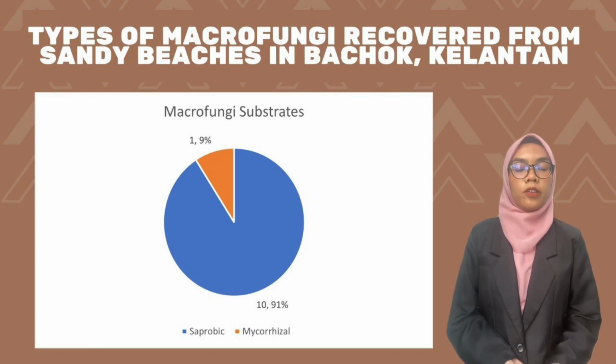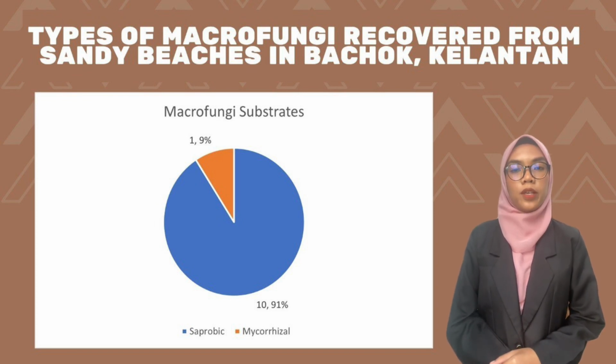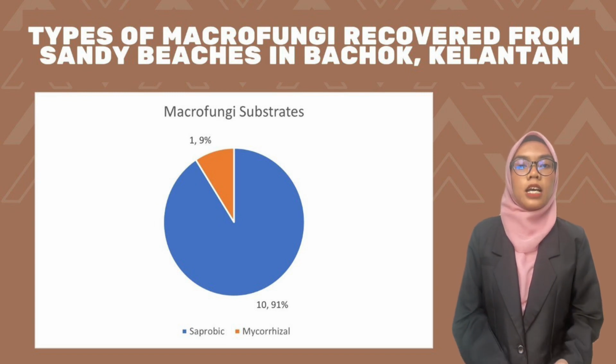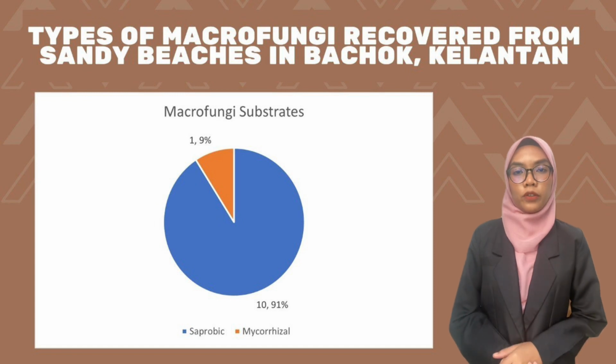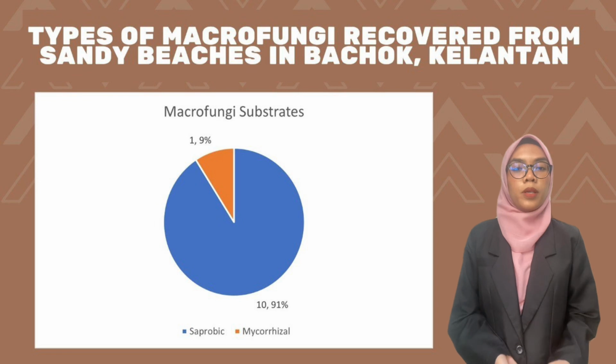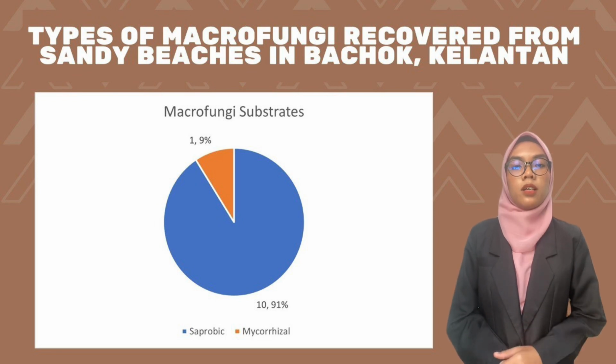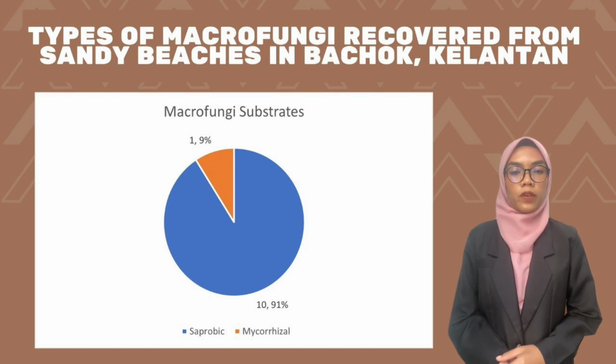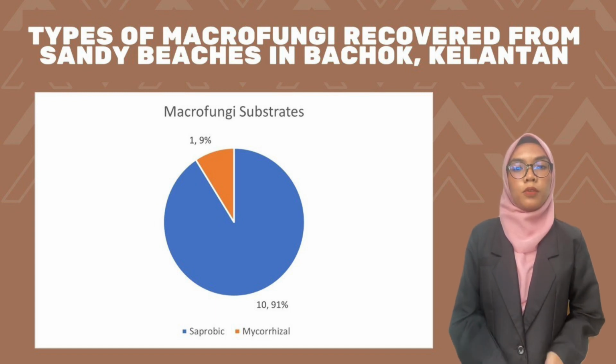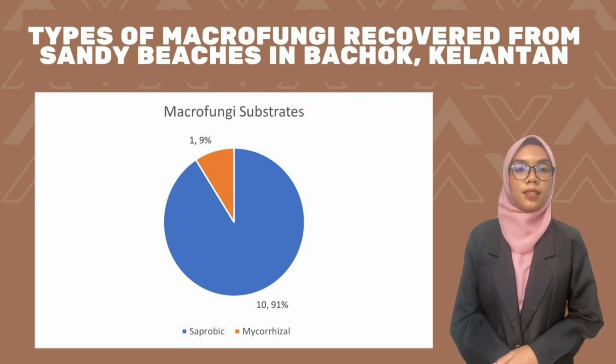Saprobic macrofungi, on the other hand, degrade dead organic matter and play an important role in nutrient cycling and organic matter decompositions. They are usually found on decaying wood, leaf litter, and other organic material. The saprobic macrofungi in this study were Pycnoporus sanguineus, Xerula ammophila, Ganoderma species 1, Ganoderma species 2, Pleurotus species, Trametes species, Trametes cubensis, Trametes pubescens, Lentinus species, and unknown species.